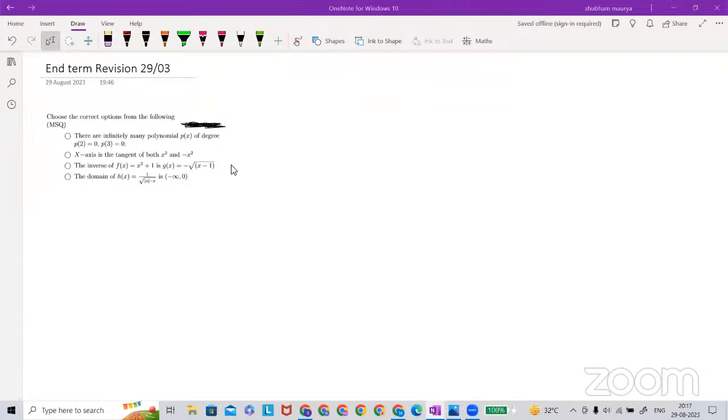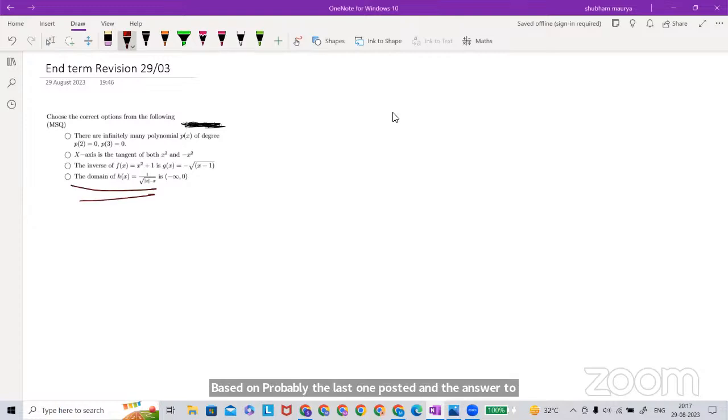Okay, so let me discuss this quickly because this is a revision session. In the first option, you see that there are infinitely many polynomials. Somebody, probably the last one who posted the answer, didn't think about this last option. Please think about this last option also. There are infinitely many polynomials p(x) of degree p.